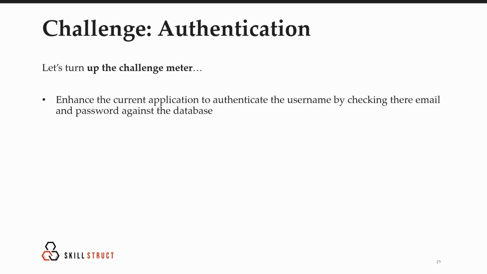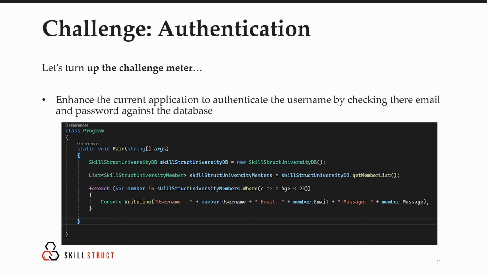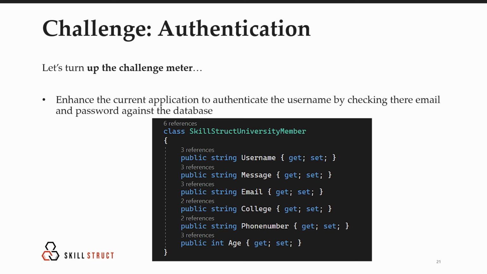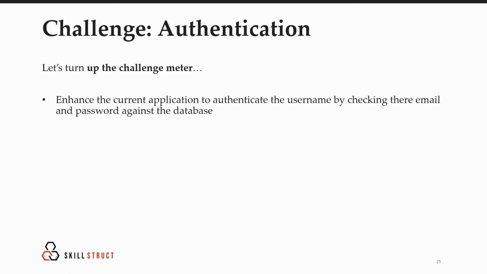So what is the challenge? We want you to basically take the current application as it currently stands and create a function that authenticates against the database we've created by checking their email and password against the database. And some clues here: you will be needing some functions. You'll probably use a LINQ function. You don't have to, but that will definitely make your life a lot easier. You're definitely going to be enhancing some of the properties that already exist. And you're going to be using print statements, of course. So these are the things that you're going to have to do to enhance the application.